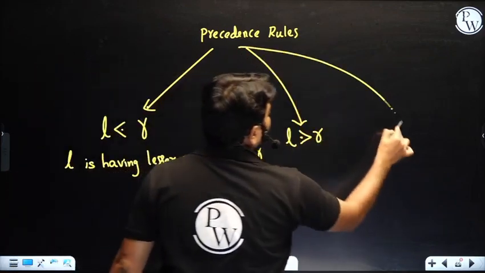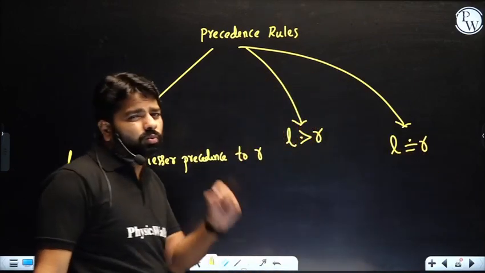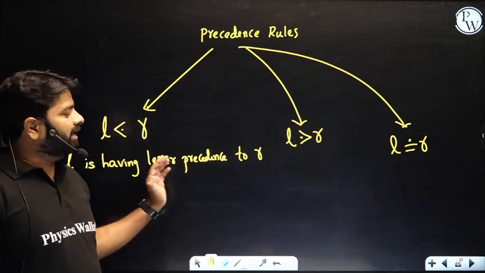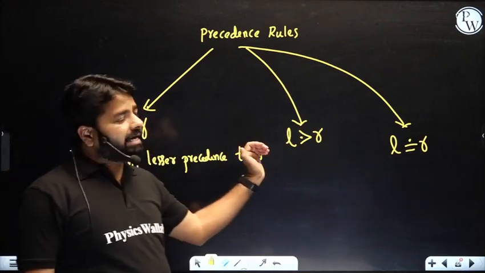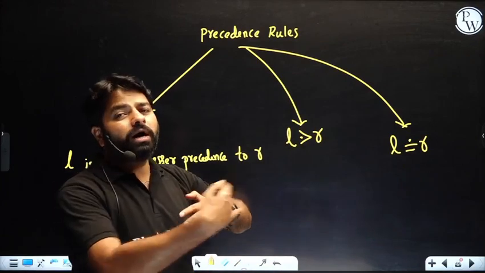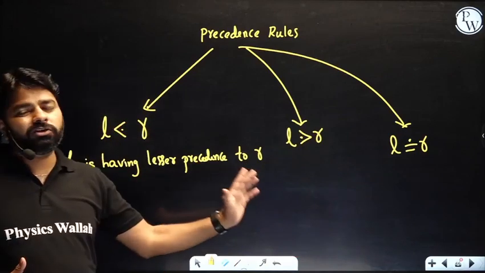Another one, L is having equal precedence to R. 2 is the better than, using the word "than". So L is having lesser precedence to R, and L is having higher precedence to R, and L is having equal precedence to R. 2 means I am making an order basically. Fine. So these are the three kinds of precedences.